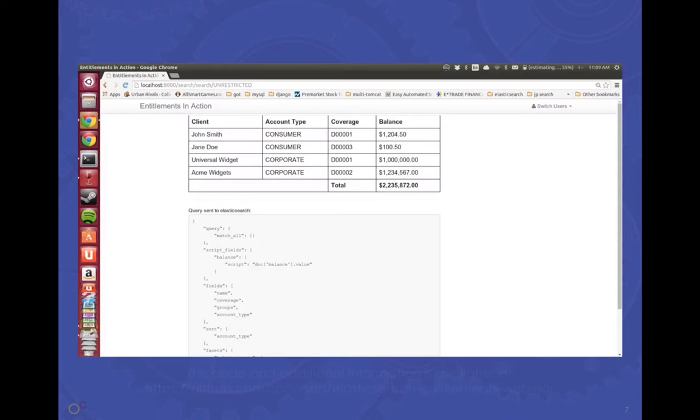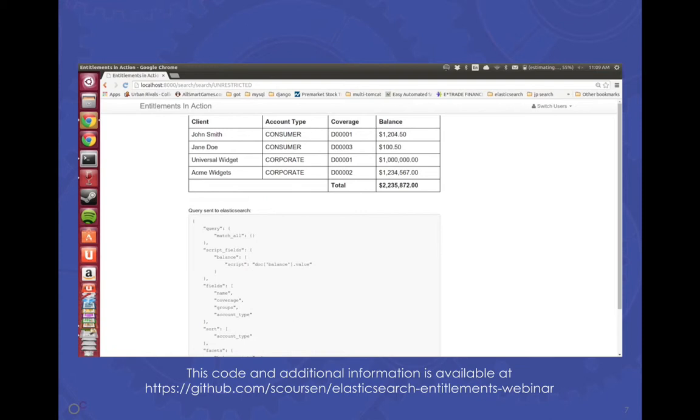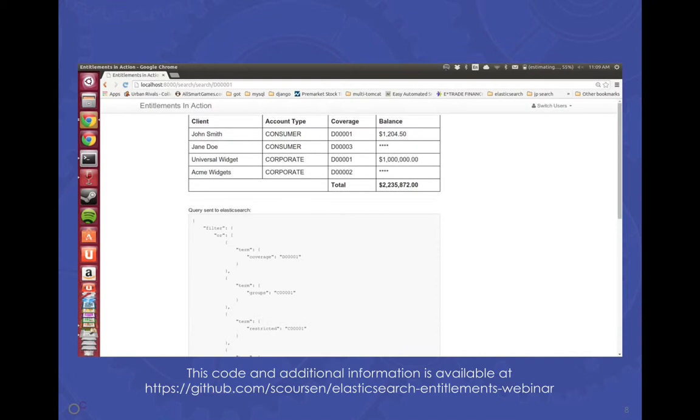So here's an example of an unrestricted query. They can see all the accounts as well as the detailed balances for each account. Here we have a corporate user who also covers one consumer account. So they can see the balances for both accounts. However, the other two accounts in our system are blanked out, are masked out.